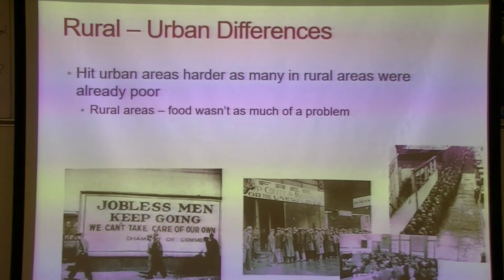So there was ways that you could get food. Meanwhile, if you're living in a city, you didn't have that. All right, you can't go and decide to go squirrel hunting in Central Park in New York City.